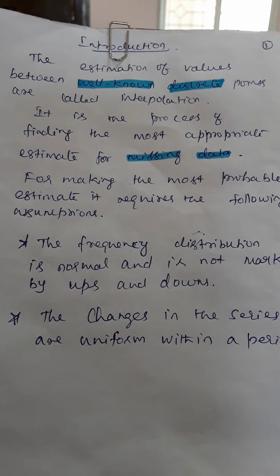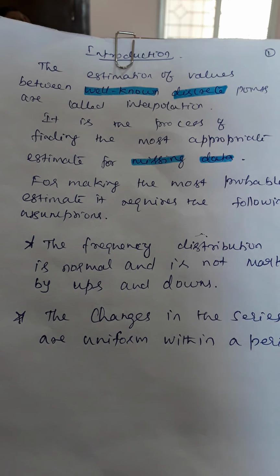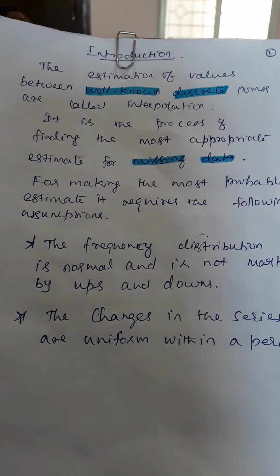For making the most probable estimate, it requires the following assumptions. There are two assumptions. First, the frequency distribution is normal and it is not marked by sudden ups and downs. Second, the changes in the series are uniform within a period.